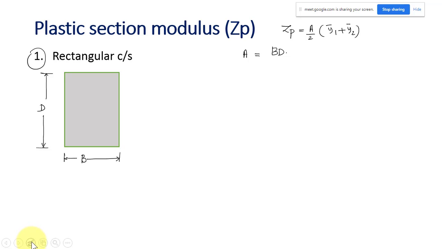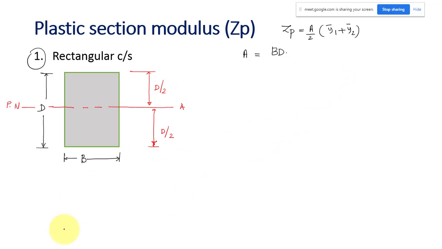And where will be the neutral axis? I can directly locate my plastic neutral axis at the mid height, at this height. I am just writing PNA, plastic neutral axis. So this is d by 2, and this is also d by 2. For a symmetric section we can directly write it always.